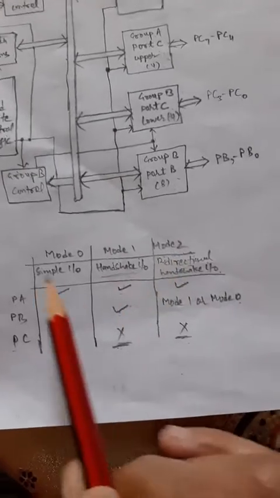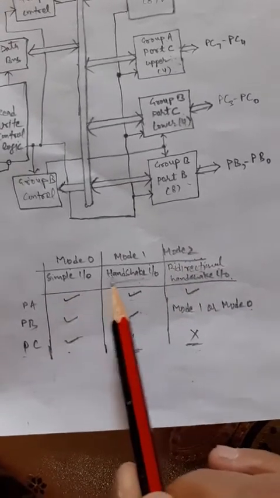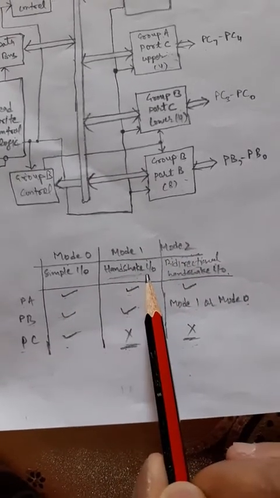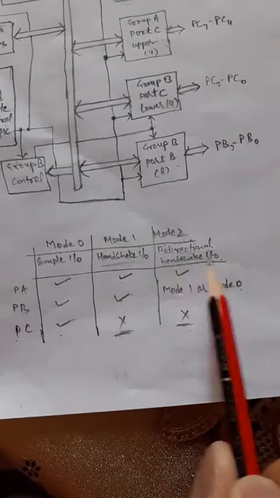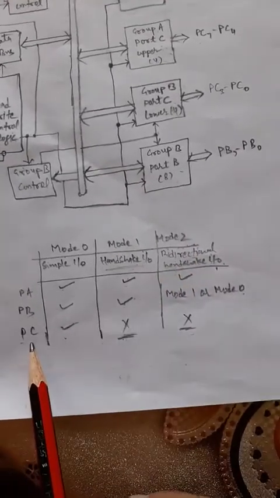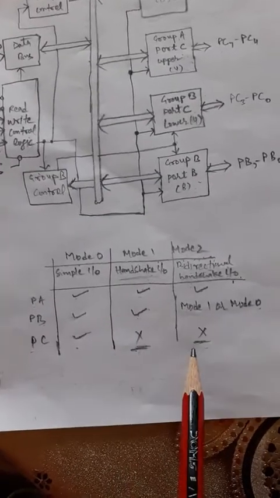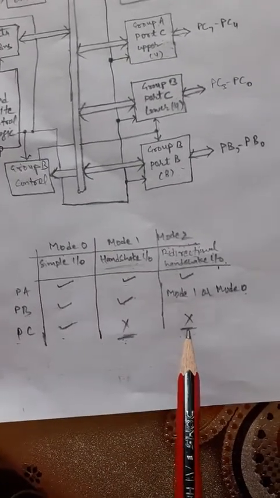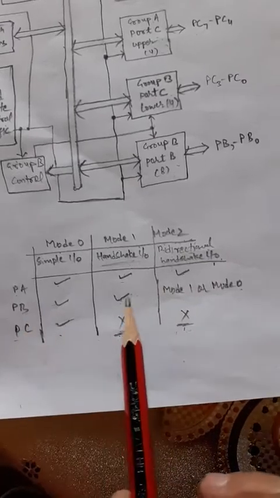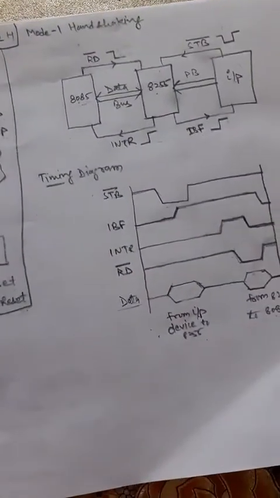Mode 0 is called simple IO mode, mode 1 is called handshake IO, and mode 2 is called bidirectional handshake IO. Port C works with mode 0 only. For mode 1 and mode 2, its lines are sacrificed for handshaking purposes with port B and port A. This was the basics of 8255 which I covered in the introduction of 8255 lecture.